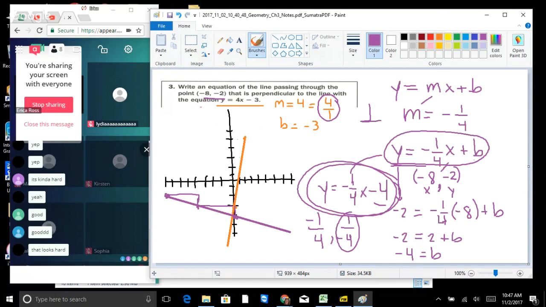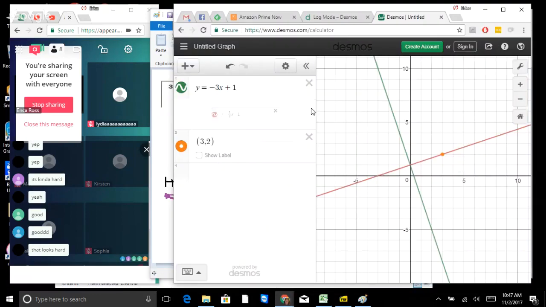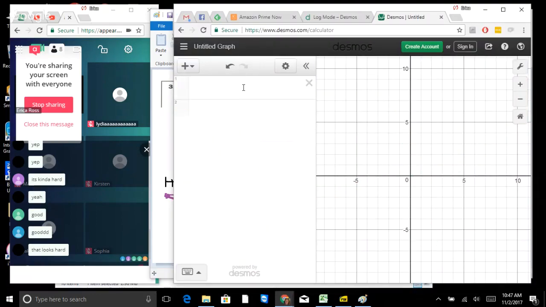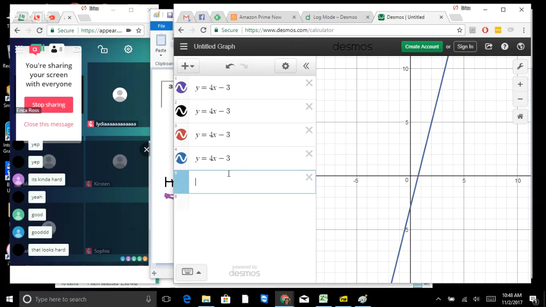Since we have our tool here, we might as well graph the two. So the first one was orange, right? So the first equation was y equals 4x minus 3. I need you to be orange. I don't know how to make the colors change, obviously.